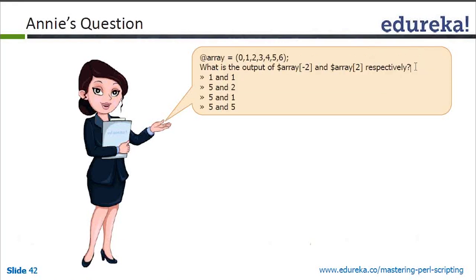So the next question. So array is 0, 1, 2, 3, 4, 5, 6. What is the value of array -2 and array 2? So it is very simple. Array -2 goes from the back.